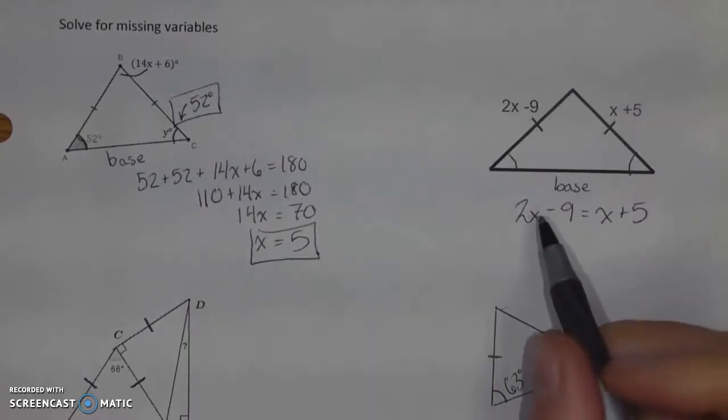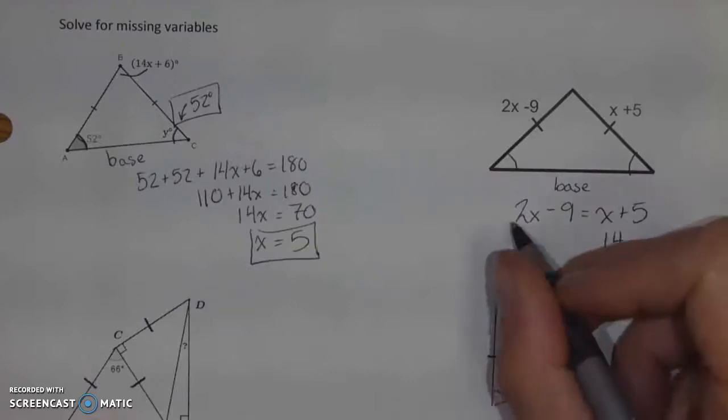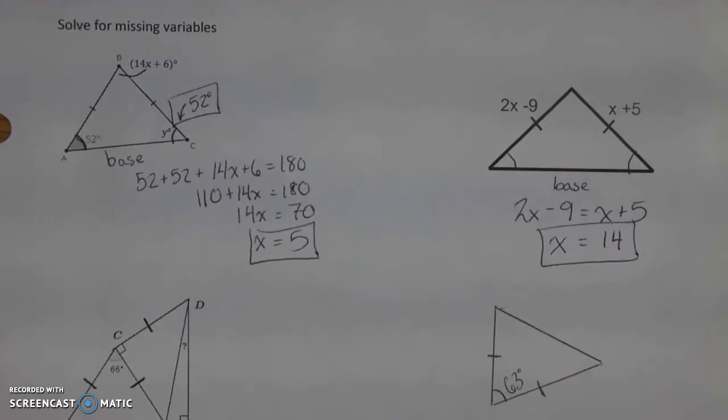Once I have that, I can solve for x by adding 9 to both sides and subtracting x from both sides, leaving me with x is equal to 14.